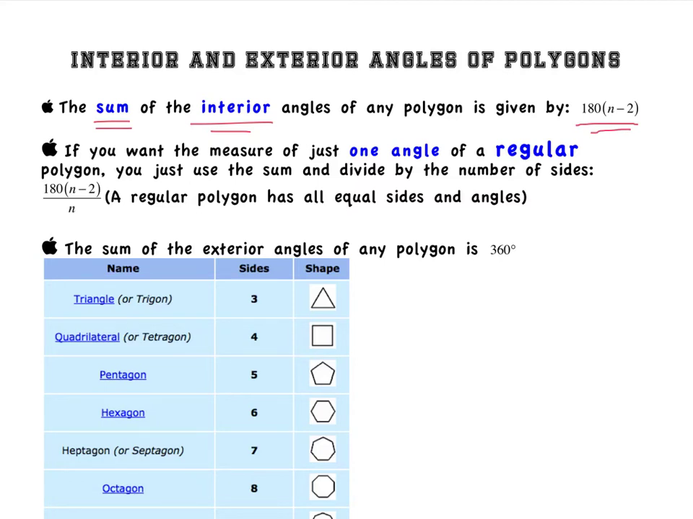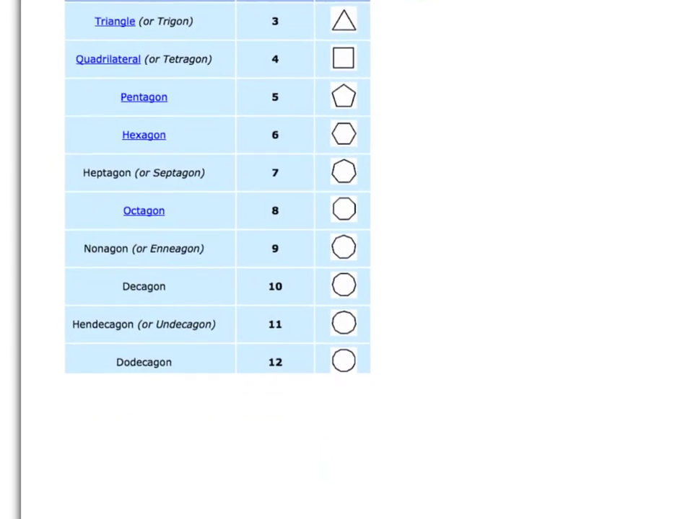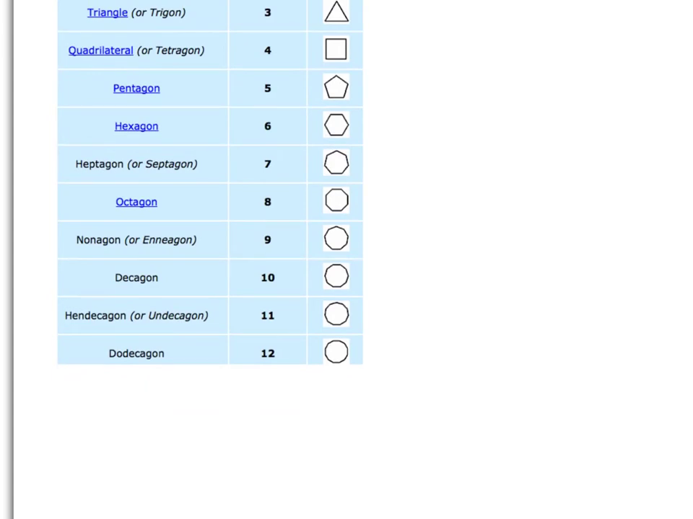If you want to know the measure of just one angle of a regular polygon, and remember regular means that it has all the same sides and angles, you just use the sum that you found in the first formula and then divide it by the number of sides. So that's what this formula is. And another fact that we should know is that the sum of the exterior angles of any polygon, doesn't matter what it is, is 360.